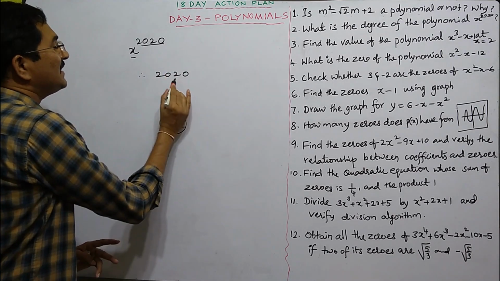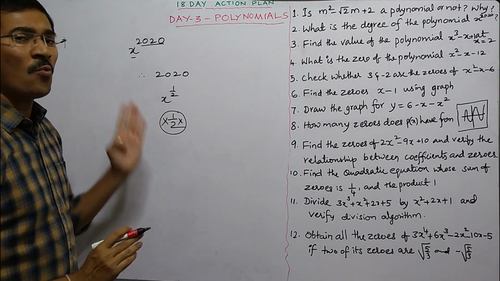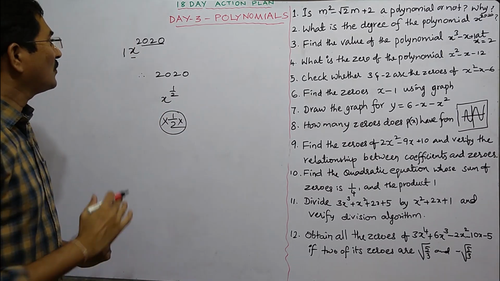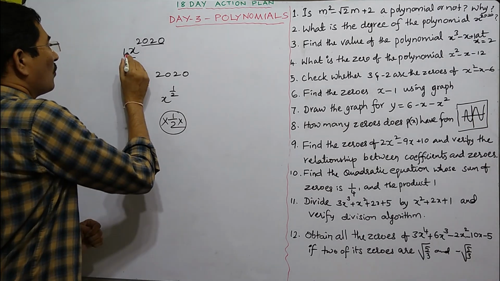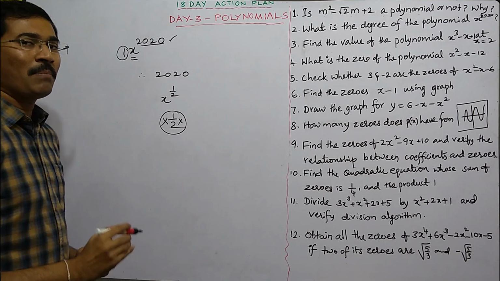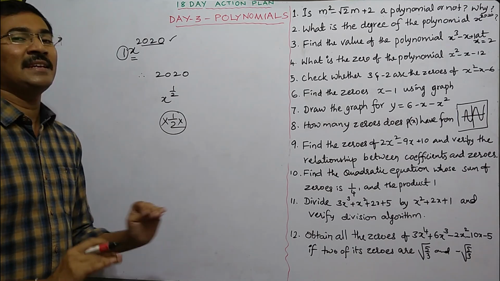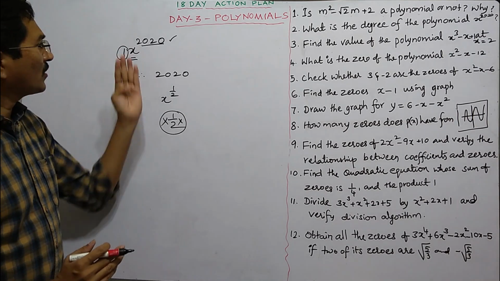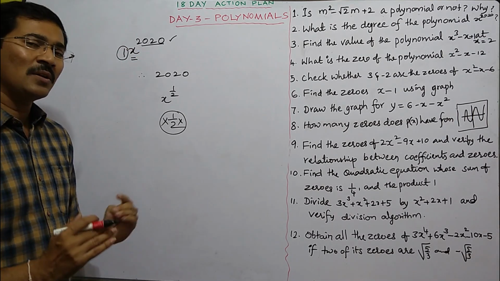So what is its degree? It is 20. What is its coefficient? It is not mentioned, so we take it as 1. So 1 is the coefficient, x is the variable, 20 is the power, or otherwise the degree here. Now, if we have one variable, you consider its power as the degree.